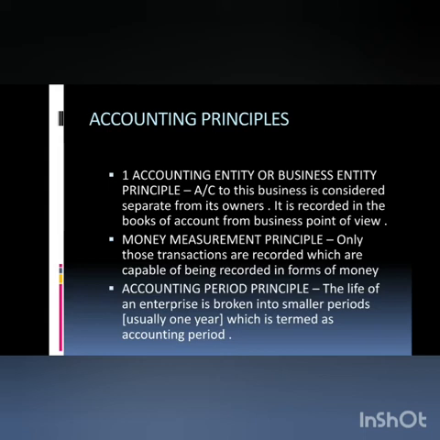Second, money measurement principle. In this principle, only those items are recorded which can be expressed in terms of money. Example, sale of goods, etc. Third, accounting period principle. The life of an enterprise is broken into smaller periods, usually 1 year, which is termed an accounting year or accounting period. The financial year is 12 months, 1 April to 31st March.